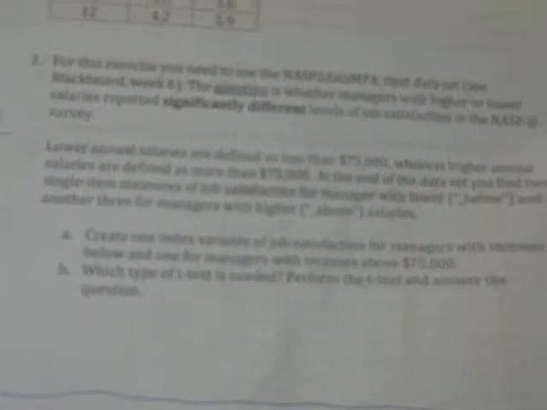So first question is create one index variable of job satisfaction for managers with incomes below and one for managers with incomes above. Okay, so this is pretty simple. So we go to our data set, and we are going to copy and paste these 4 columns, JSAT1 below, JSAT1 above, JSAT3 below, JSAT1, okay? There we go. Okay, so we would copy that into a brand new sheet, like here.